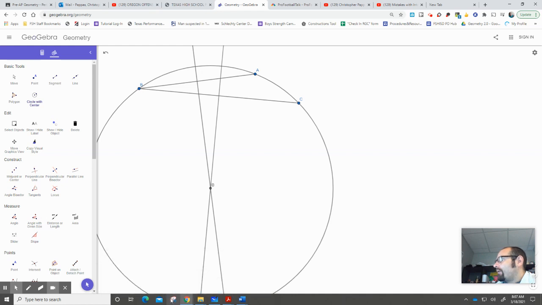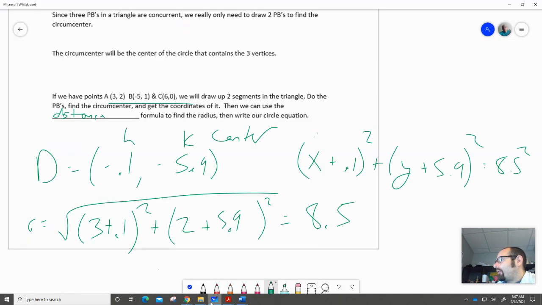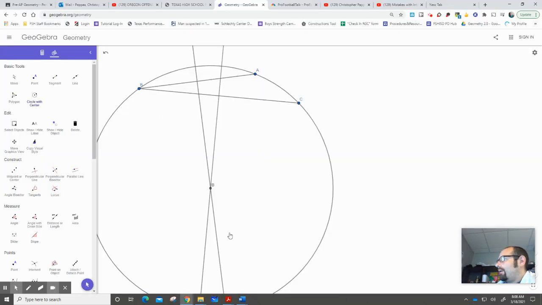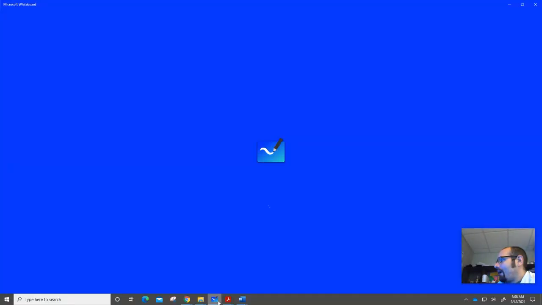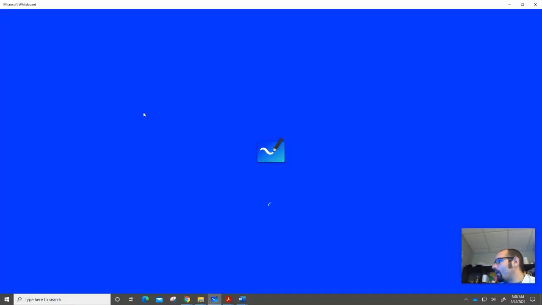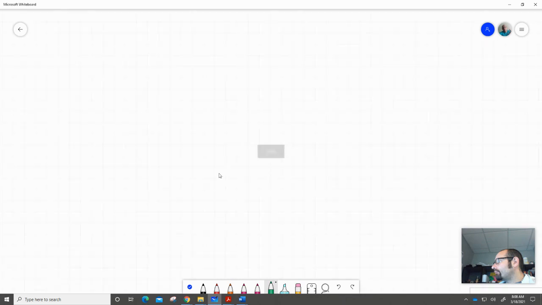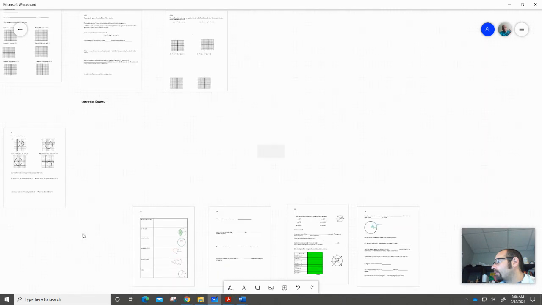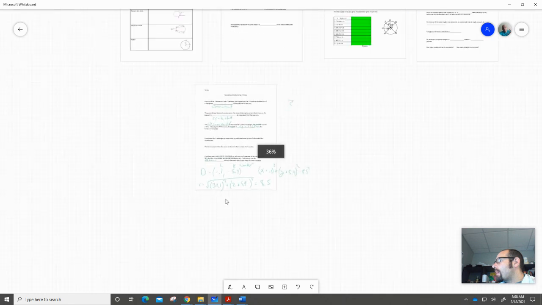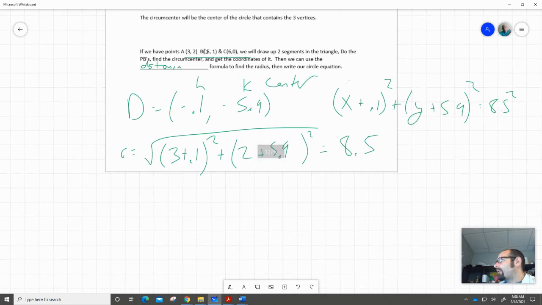Now the next thing that the notes talked about is, we got the coordinates of D. So now we'll use the distance formula to find the radius and then our circle equation. I did the distance formula down here, and the distance formula helps us find the radius. I have this written down here, and I used just point A as our point. All right, so I used point A as our point.